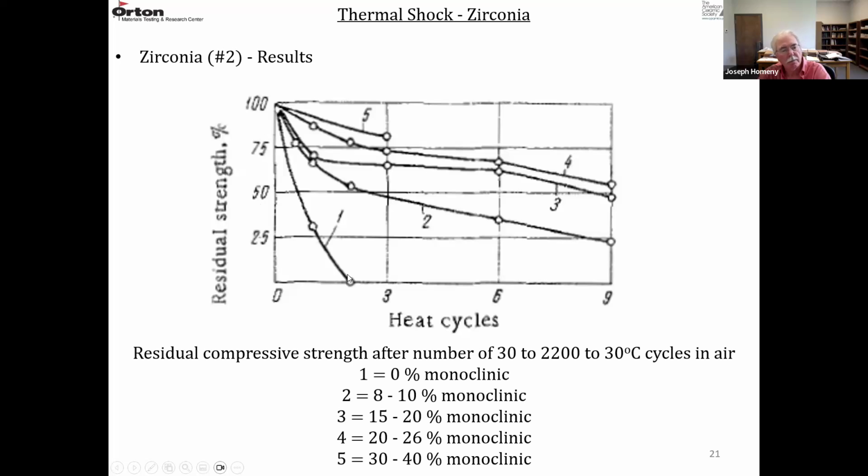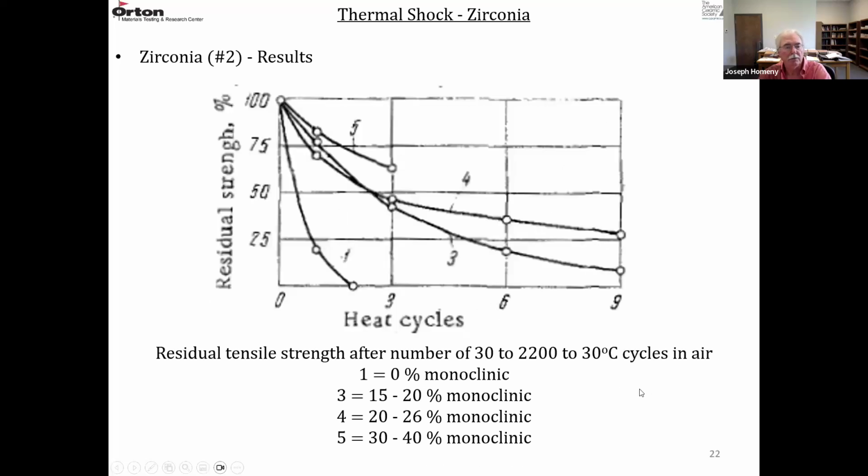Again, these are the cylinders. So you can see one doesn't do very well. There's zero residual strength after 2 cycles. And then for 2, 3, 4, and 5, as the percent monoclinic increases, these curves shift upward. So they're retaining more strength as a function of the heat cycle. So the higher the monoclinic loading, the better the thermal shock performance. This is pretty severe, a 2200 degrees C quench in air.